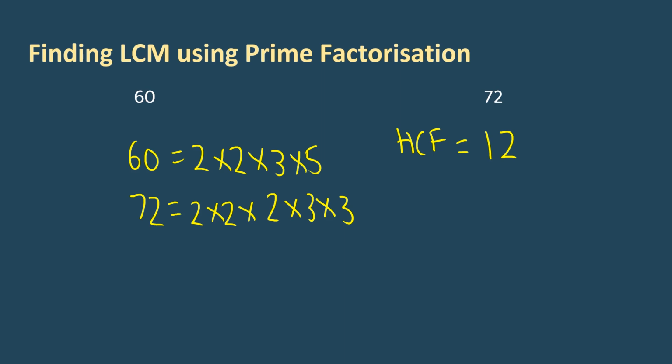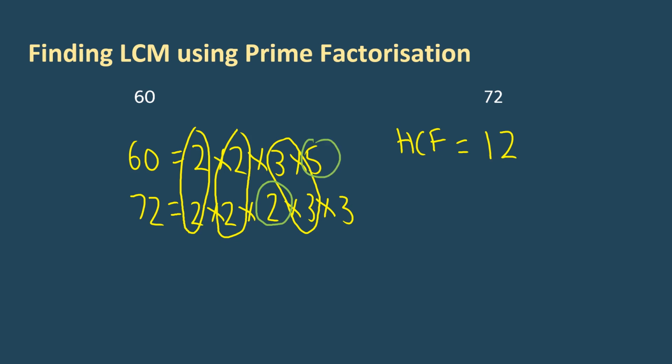So what does this mean? We know that 12 is made up using this 2, and this 3 here. So what are the numbers that are not used? The numbers that are not used are the 2 here, the 5 here, and the 3 here. So we take the numbers we haven't used, which is 2 times 3 times 5, and we multiply it by 12. So the lowest common multiple is actually 360.